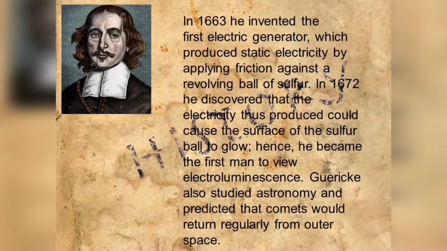In 1663, Otto von Guericke invented the first electric generator, which produced static electricity by applying friction against a revolving ball of sulfur. In 1672, he discovered that the electricity thus produced could cause the surface of the sulfur ball to glow. Hence, he became the first man to view electroluminescence. Guericke also studied astronomy and predicted that comets would return regularly from outer space.